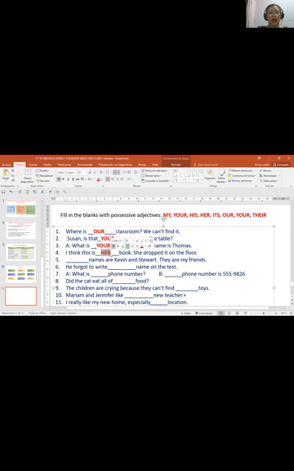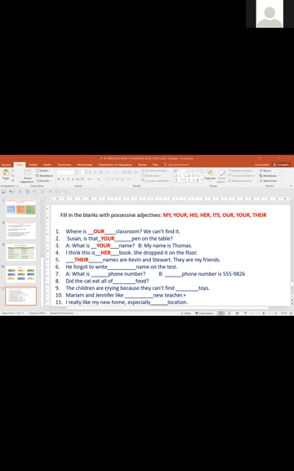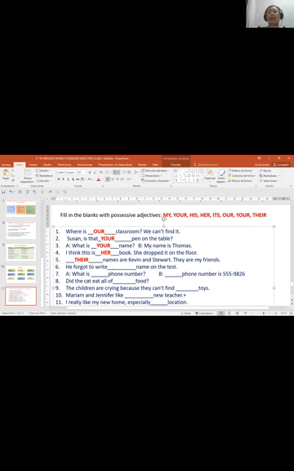Okay, so number five, names are Kevin and Stuart. Their. Okay. Because we are talking about two people, okay? So, they and the possessive adjective is their. He forgot to write. Pero dice he. Vean, dice his, right? His, porque dice he. He forgot to write his name. Él olvidó escribir su nombre de él en el test, ¿verdad?